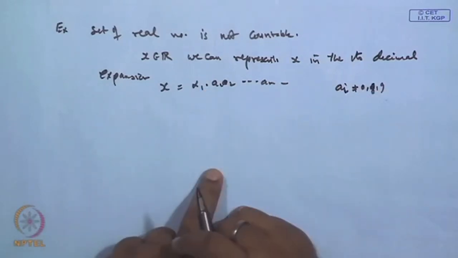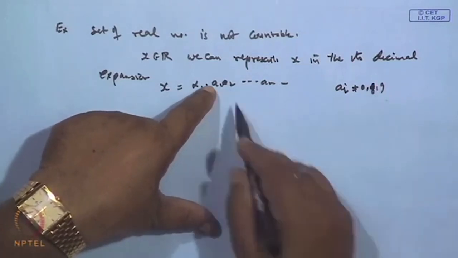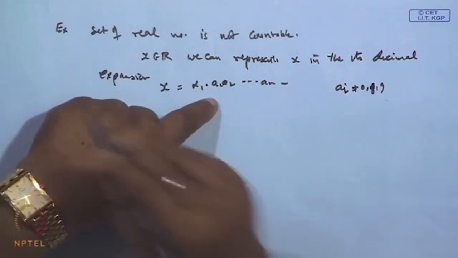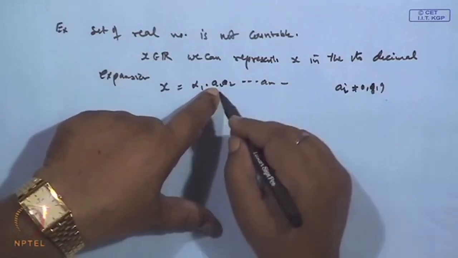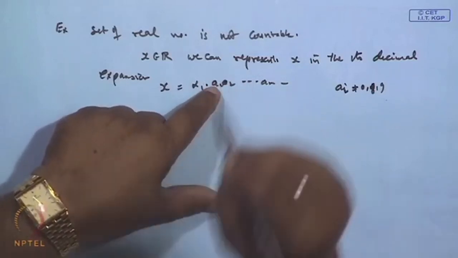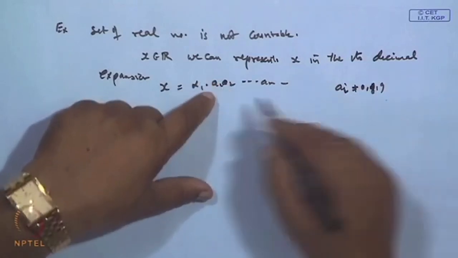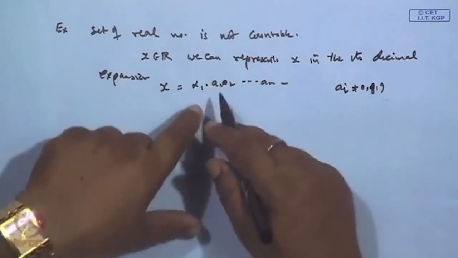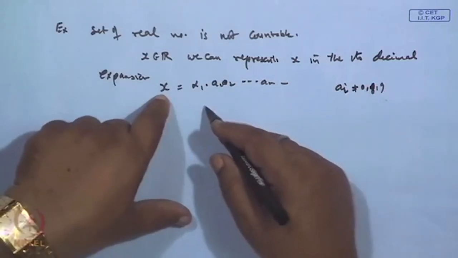Then we can construct another number: at the first place, a1, we replace it by a digit which is not available here. Just like the previous construction, where we replaced the first element of the sequence by looking at S1: if it is 1, we take 0, if it is 0, it is 1. Similarly here also, we replace it by a number which is not out of this, so that at least each element will differ from the constructed one.